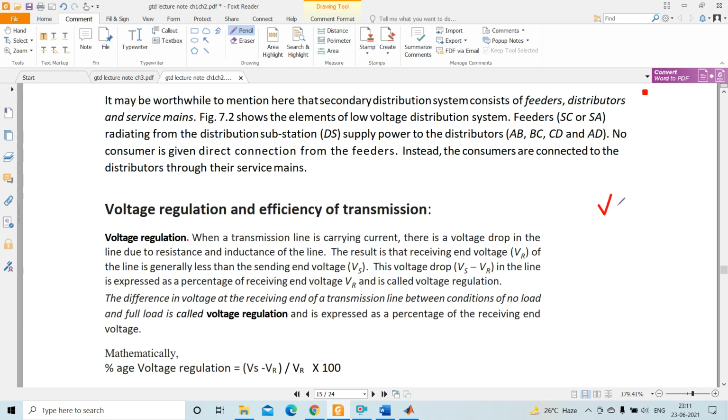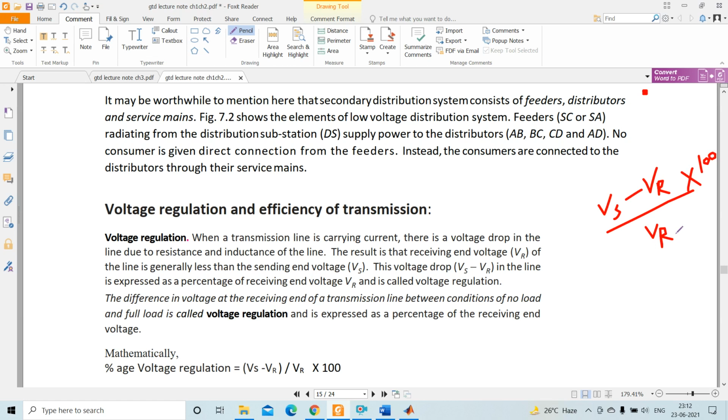So this is the sending end voltage, this is the receiving end voltage. So the difference is Vs minus VR, and Vs minus VR with respect to VR. So the voltage drop Vs minus VR in the line expressed as a percentage of receiving end voltage is known as voltage regulation. So this is the expression for voltage regulation.